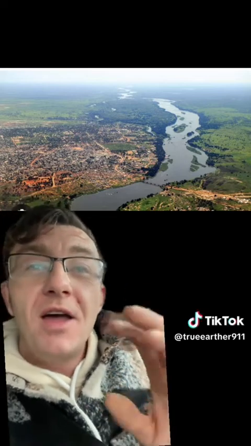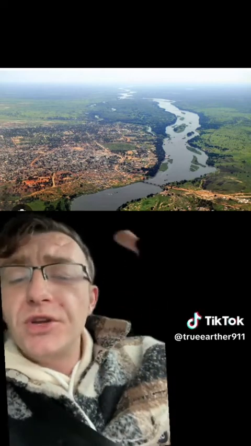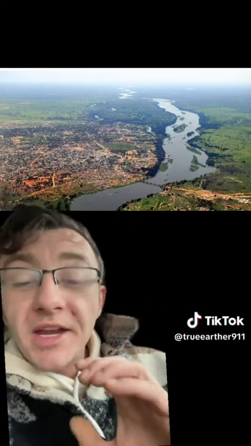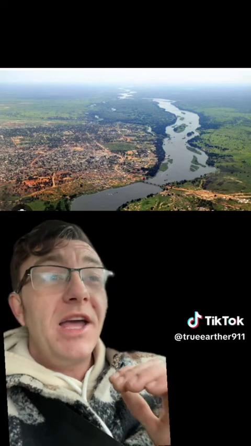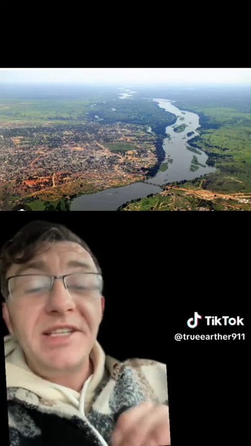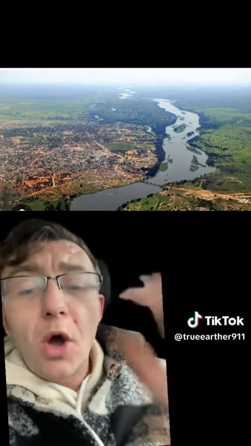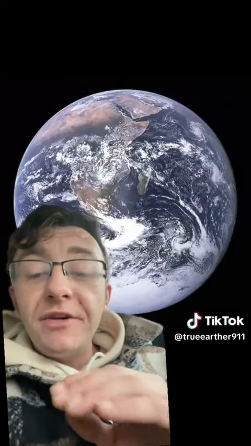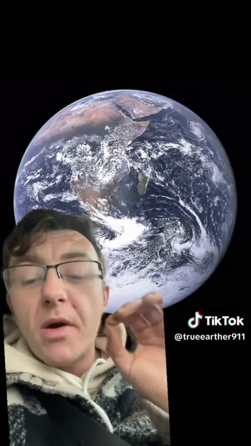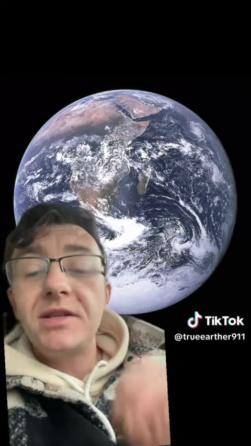Now this river flows from south to north. Now to put that in concept, this river is flowing 4,187 miles upwards up the ball. We literally live in a world where the majority of people are programmed to be ignorant to common sense.